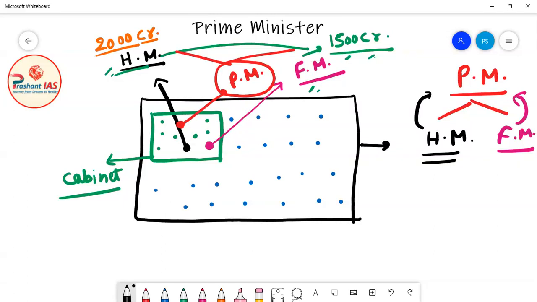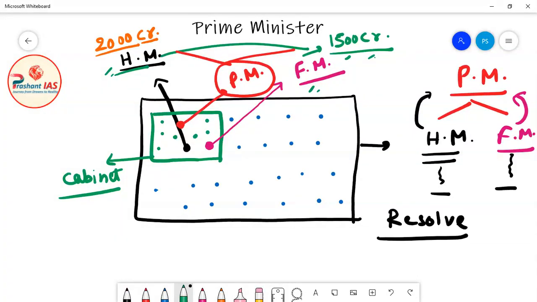That Prime Minister will listen to the arguments of both of them. Okay, and now Prime Minister will resolve the conflict between both of these ministries. For example, now Prime Minister can say that Finance Minister has to allot a budget of 1800 crores to the health ministry. So what did Prime Minister say to Finance Minister? That you have to manage 300 crore more for the health ministry.